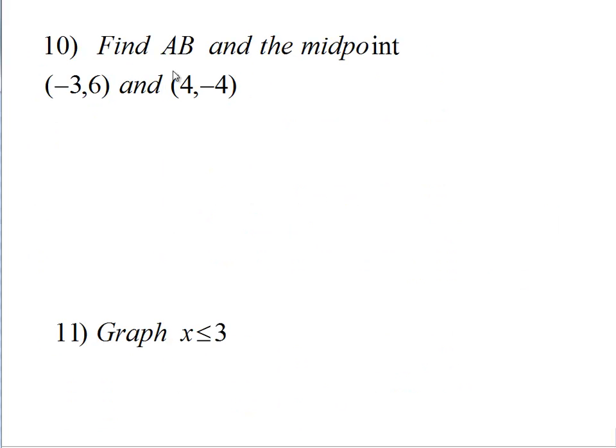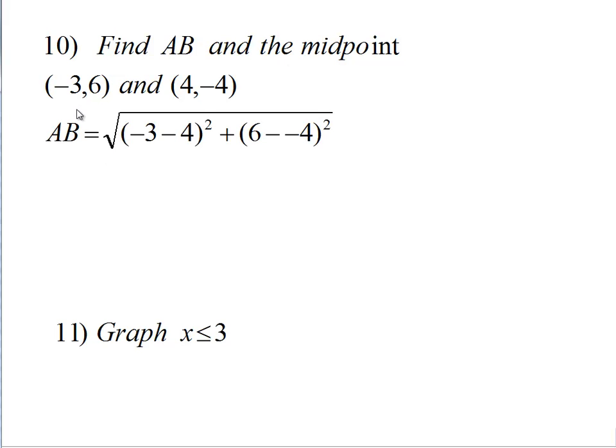Number 10, find AB, that's the distance, and find the midpoint. The distance is, you take the x numbers, subtract them, and then square it. Take the y numbers, 6 minus -4, and then square that. So we're subtracting our x's, subtracting our y's, and squaring them. Okay, 3 and 4 makes -7 squared is 49. 6 plus 4 is 10 squared is 100, so you get the square root of 149. That doesn't reduce.